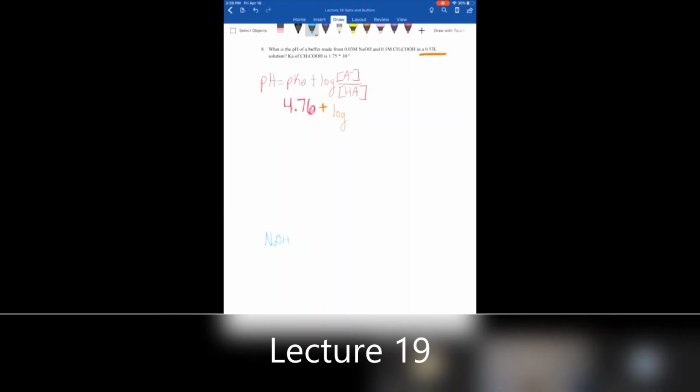You got NaOH. This is going to be a reaction with CH3COOH. Yes, that's right. We're going to react to form what and what? It would make CH3COO minus. And if it helps, you can just ignore the sodium. And then it would just make water, right? Yep.